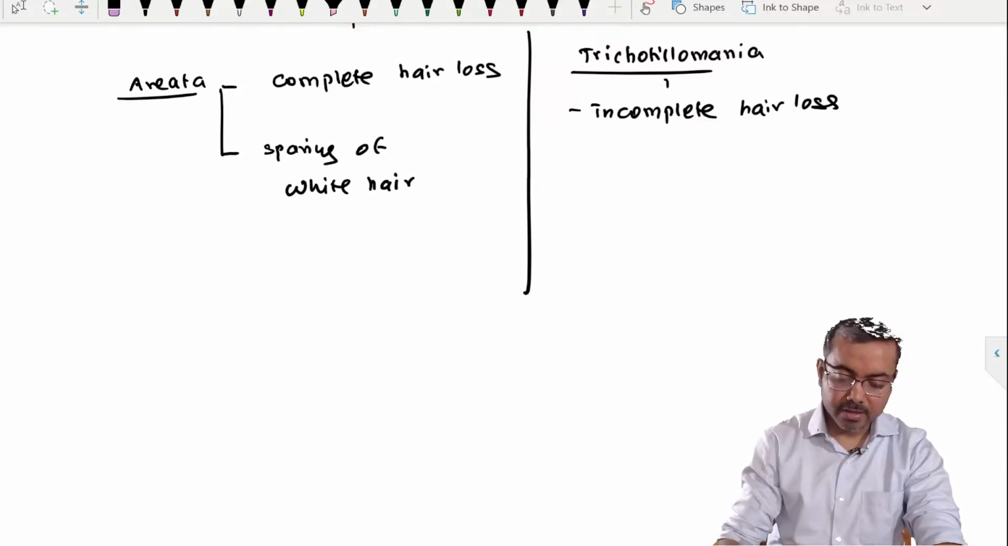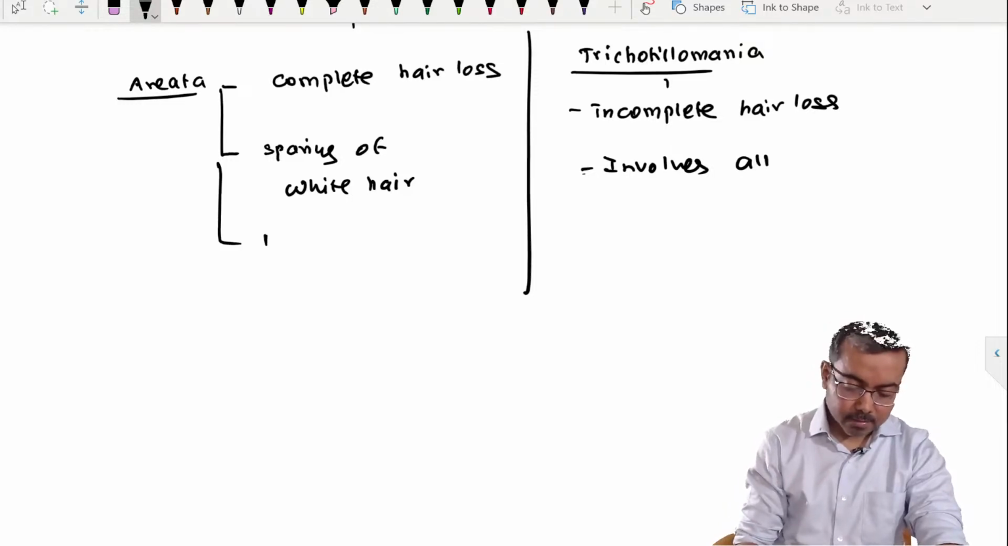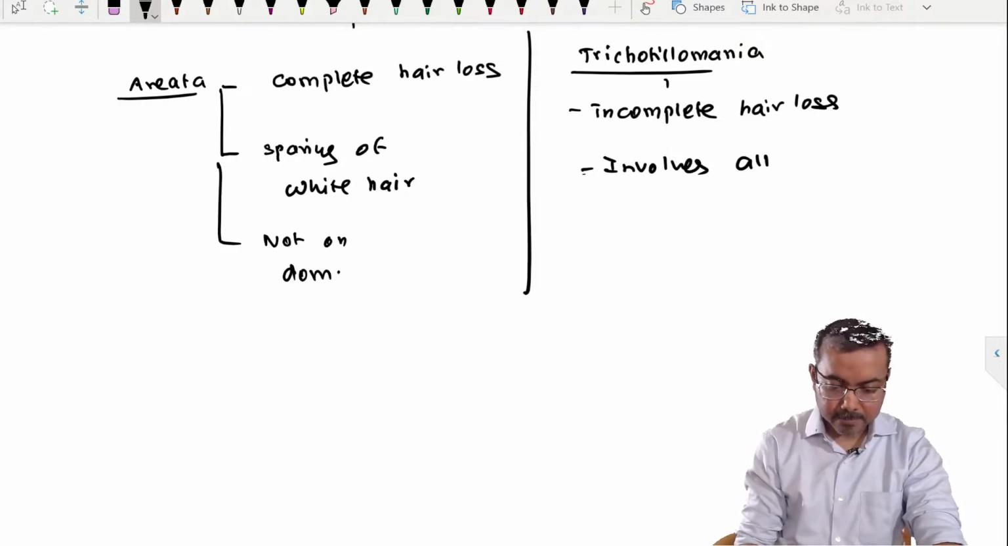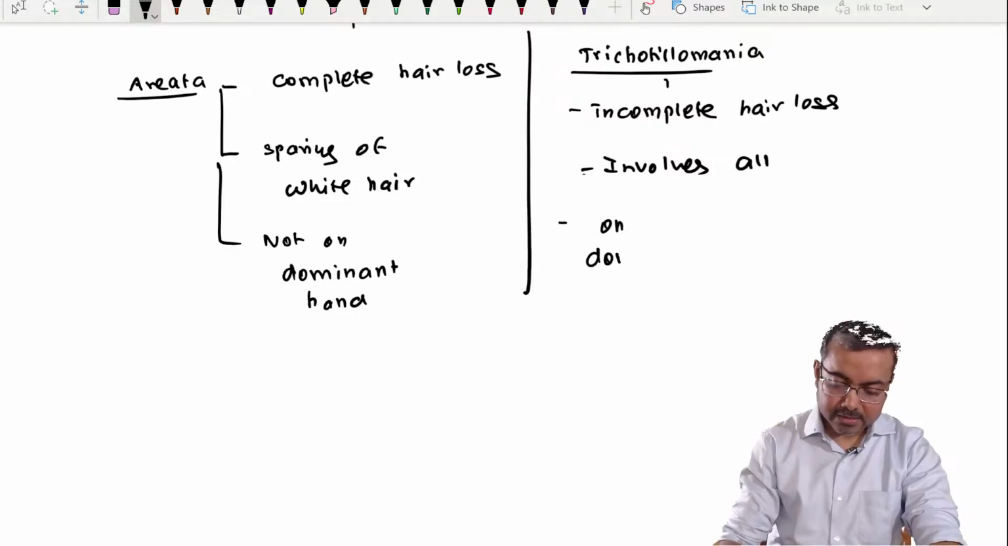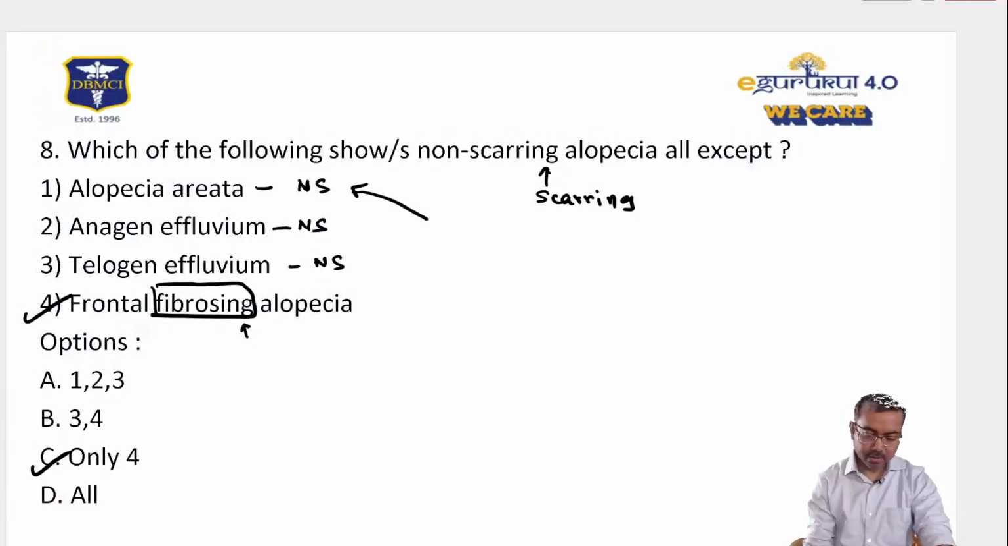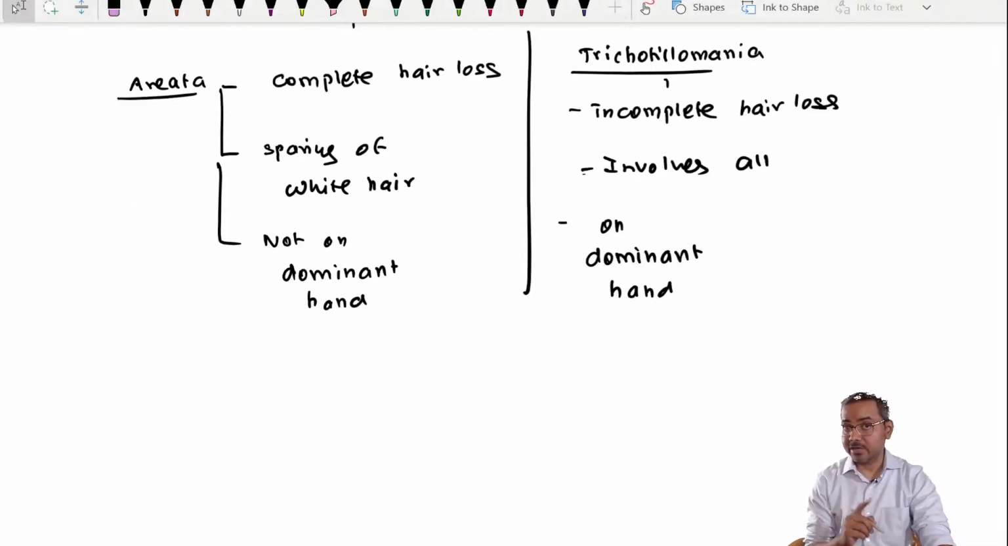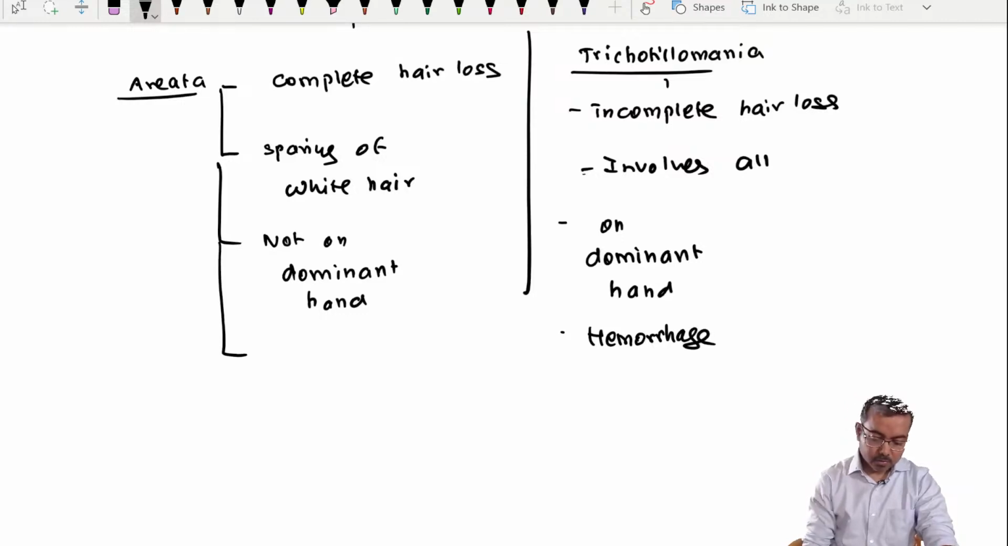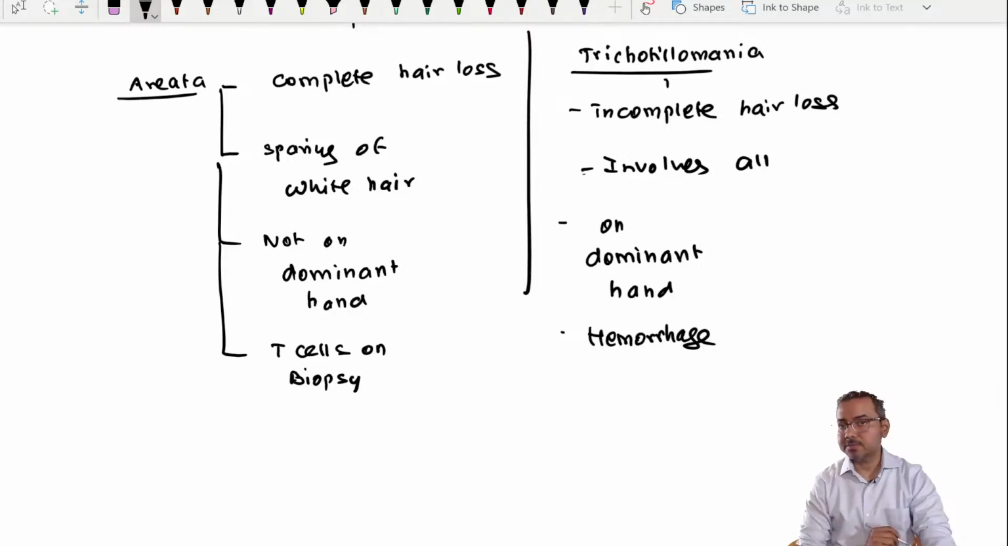Not like that. Meaning in trichotillomania, it involves all hairs. Alopecia areata is not going to be on the dominant hand side, while trichotillomania is on the dominant hand side. Wherever you can pull, you are pulling from the dominant hand side. Okay, clear? That is a very important difference between areata versus trichotillomania. That's how you would differentiate. There's going to be hemorrhage on biopsy in trichotillomania, and there's going to be T cells on biopsy in areata. Clear difference?